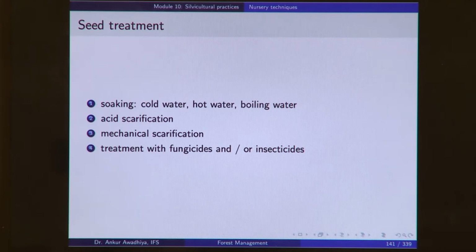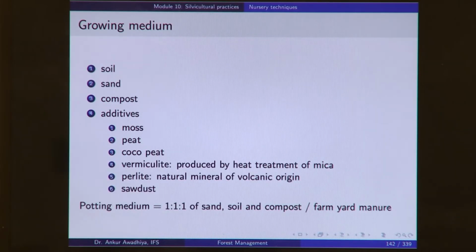Before sowing we do a seed treatment through soaking, acid scarification or mechanical scarification, and at times treatment with fungicides and or insecticides may also be required. Next, we have the growing medium, which is comprised of soil, sand, compost and additives. Sand and compost are added to change the structure of the soil, to make it more permeable, and also to change the amount of nutrient availability in the soil. Additives include moss, peat, coco peat, vermiculite, perlite, sawdust and so on.